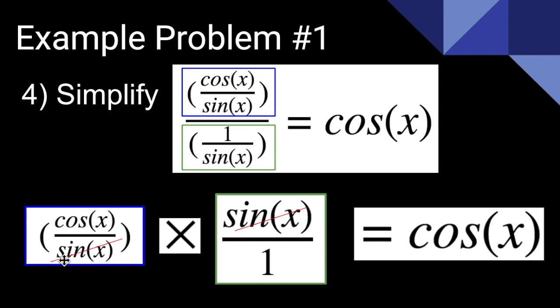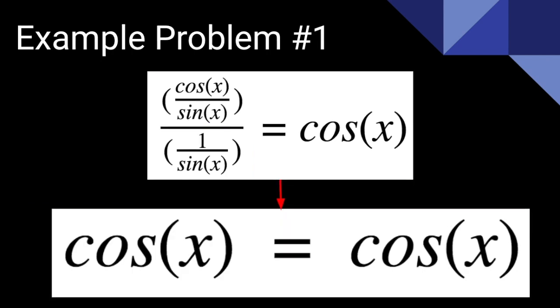And as you can see, sine of x as the denominator in the first part and the numerator in the second part cancel each other out, and you are left with cosine of x. So if you've noticed, you can tell now that cosine of x over sine of x over 1 over sine of x is actually equal to cosine of x. Therefore, you have proved that cotangent of x over cosecant of x is actually equal to cosine of x.